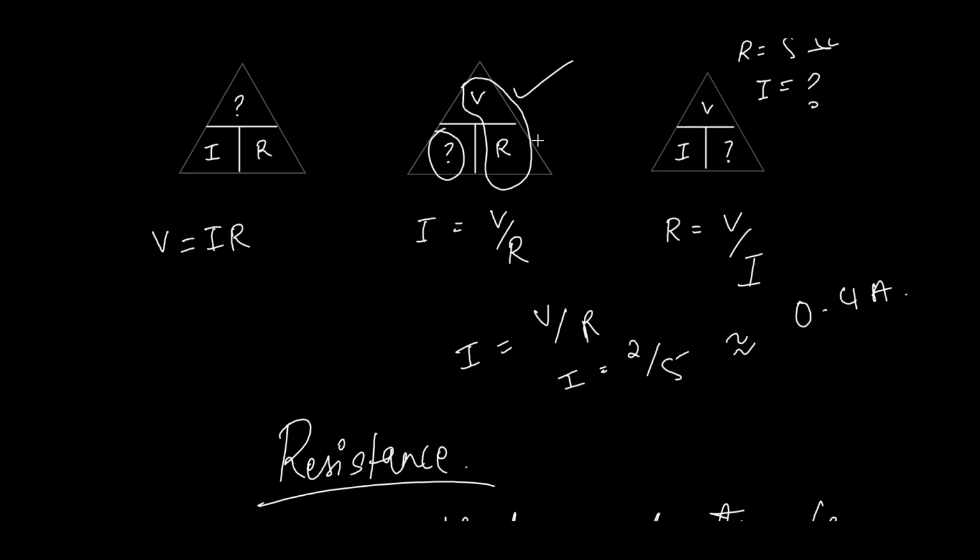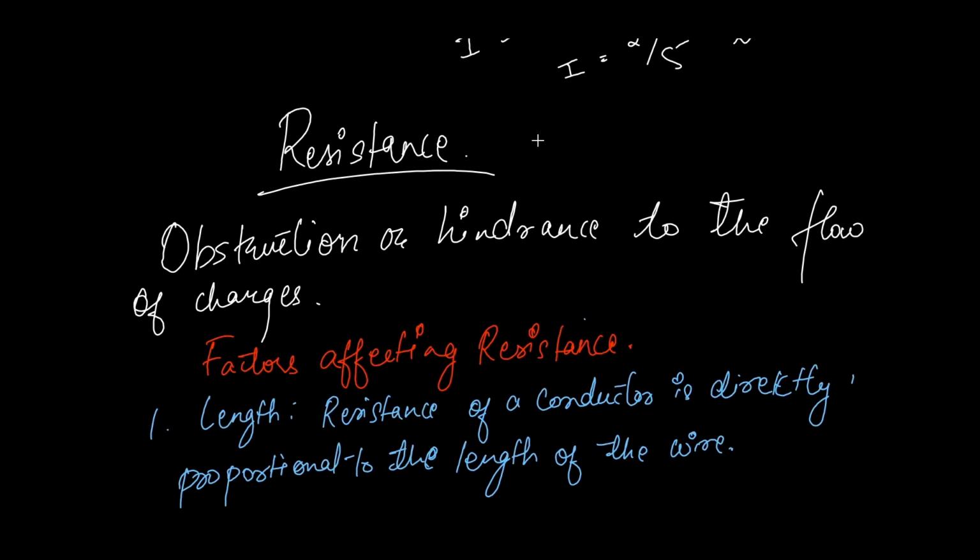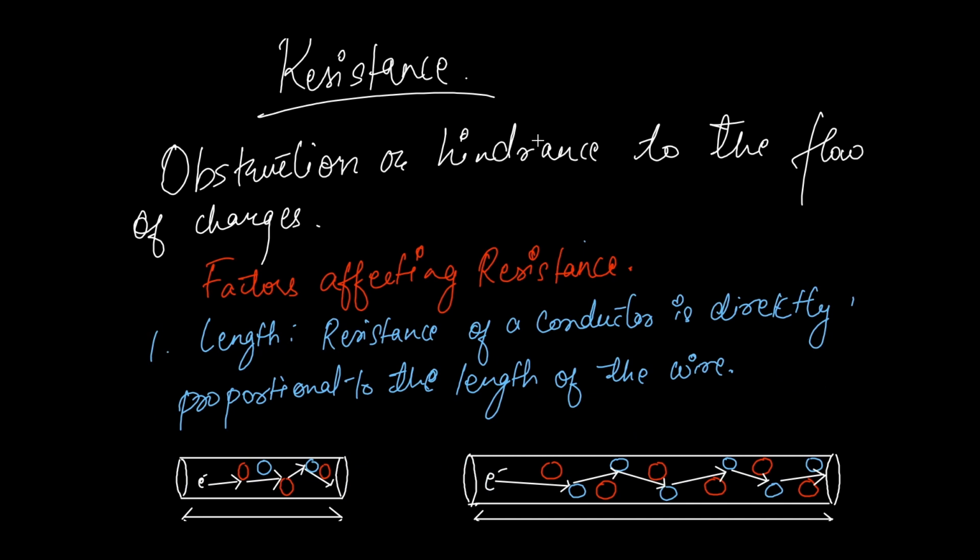Now let's discuss more on resistance. We have defined resistance and also seen what is responsible for resistance. To define it again, it is obstruction or hindrance to the flow of charges, or to the current. That is your resistance, which we have already discussed.